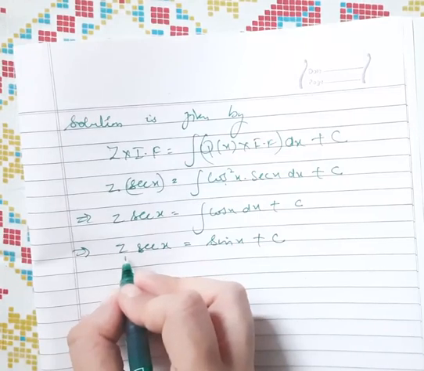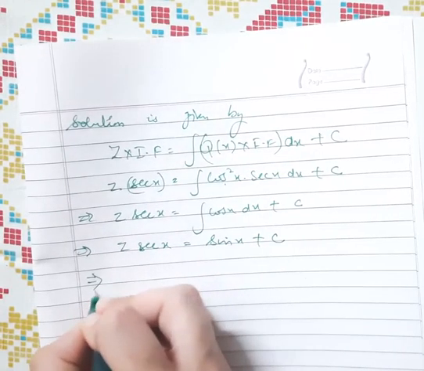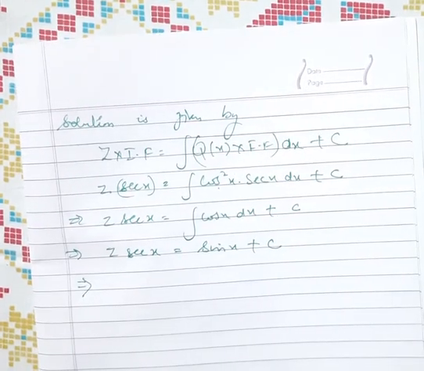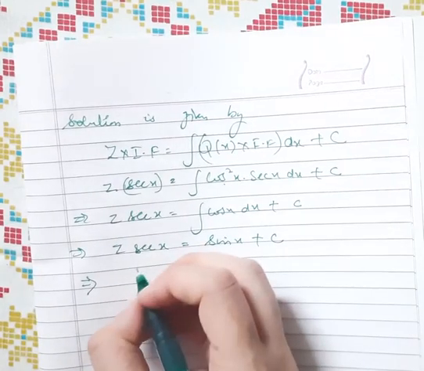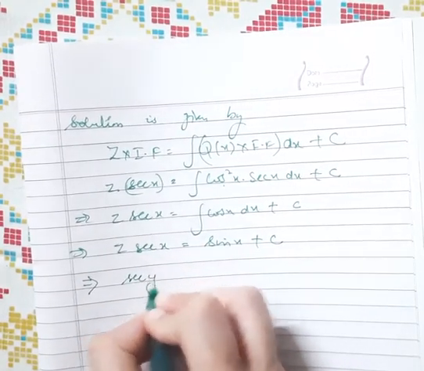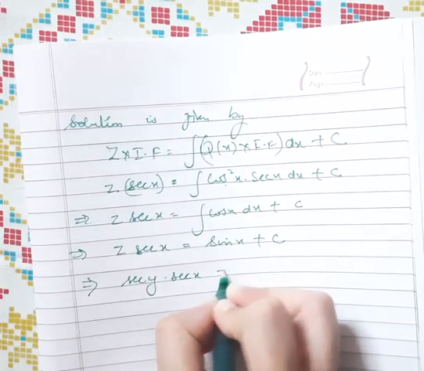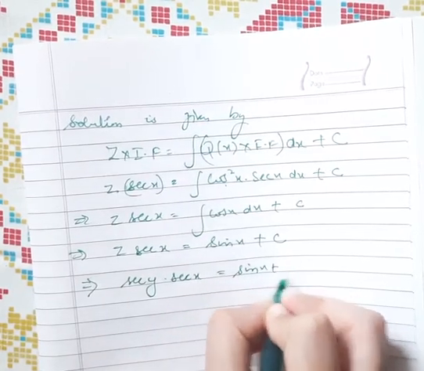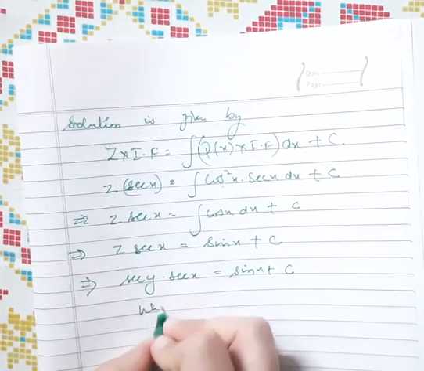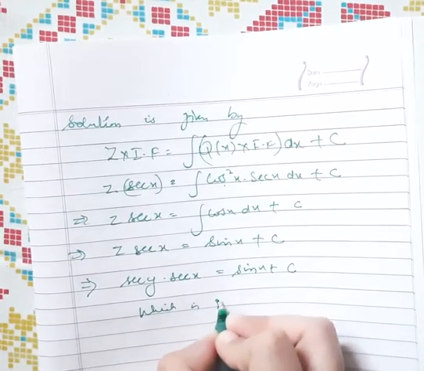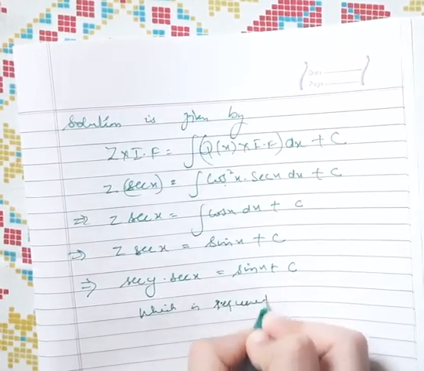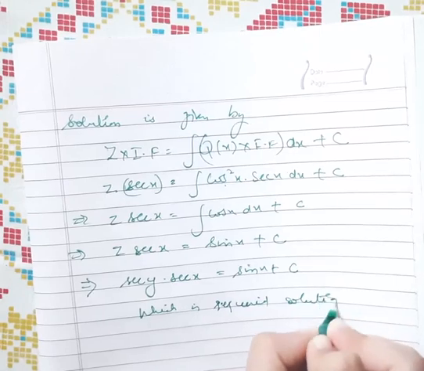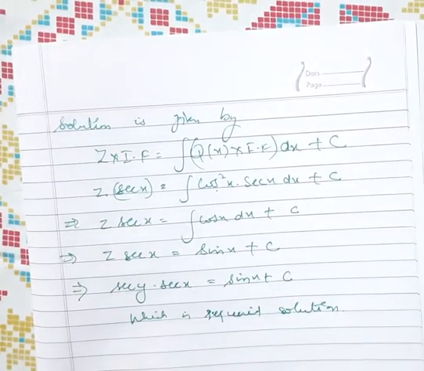बैक सब्सिट्यूट द वैल्यू ऑफ z. z हमने किसे पुट किया था, we substituted secant y is z, right? So this is secant y into secant x is equals to sin x plus c, which is your required solution. Clear?